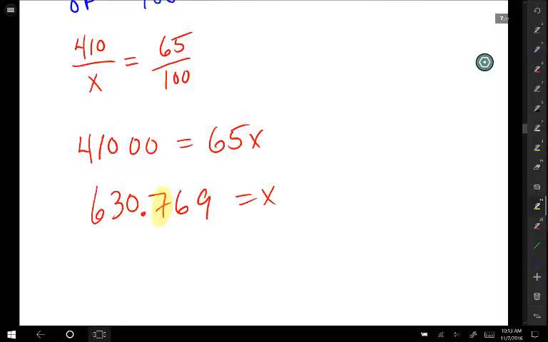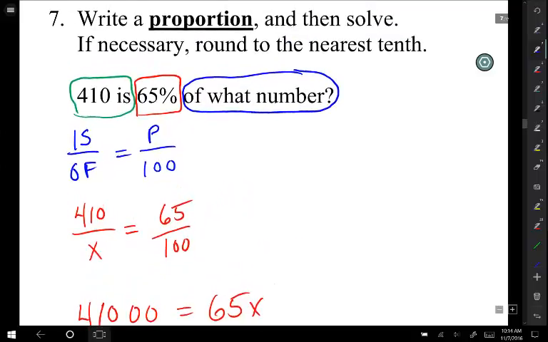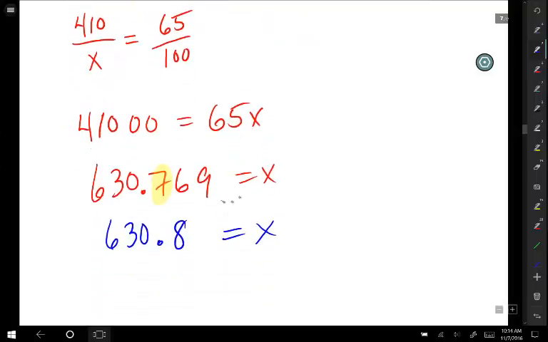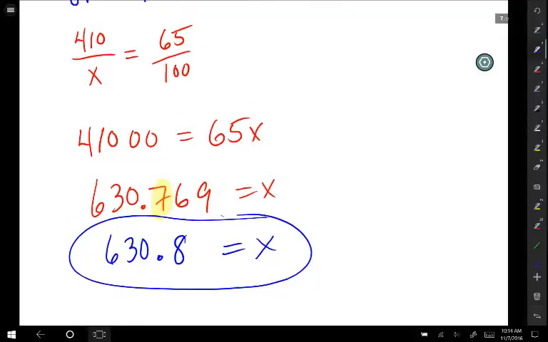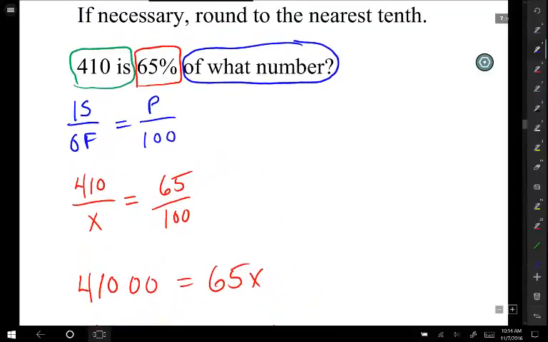Rika, stays the same or goes up? You're looking at the 6. Goes up. Excellent. 630.8. Do we have any feet? Any units? No, it's just of what number. So there we go. You getting the hang of these? I would very strongly recommend that you write is over of equals p over 100 on the test to help you remember it.